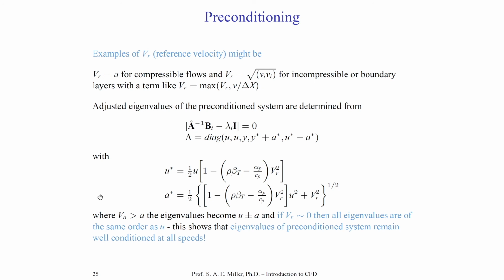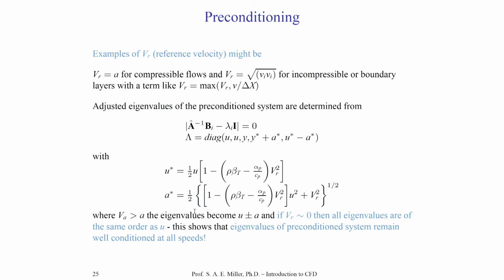And if the reference velocity is approximately 0 or very, very small, then all the eigenvalues will be of the same order. So in a very, very small creeping flow, like here, if the overall velocity of the flow is, say, 0.01 meters per second, then all the eigenvalues will be modified to become of the same order of u. This is good. This means that our system is not very stiff and can be easily solved with a numerical method by simply applying this preconditioning technique.